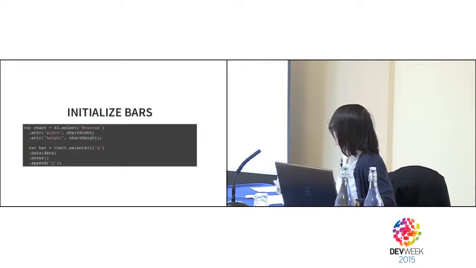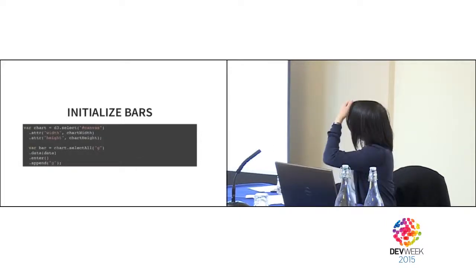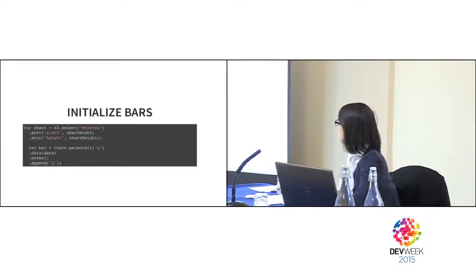Here we're initializing our bars. So we're telling D3 to target our canvas element, not our canvas element. This is why you don't want to name your canvas also canvas. We want to target the thing we've called canvas. We're setting the height and width. Then we have something called select all and enter.